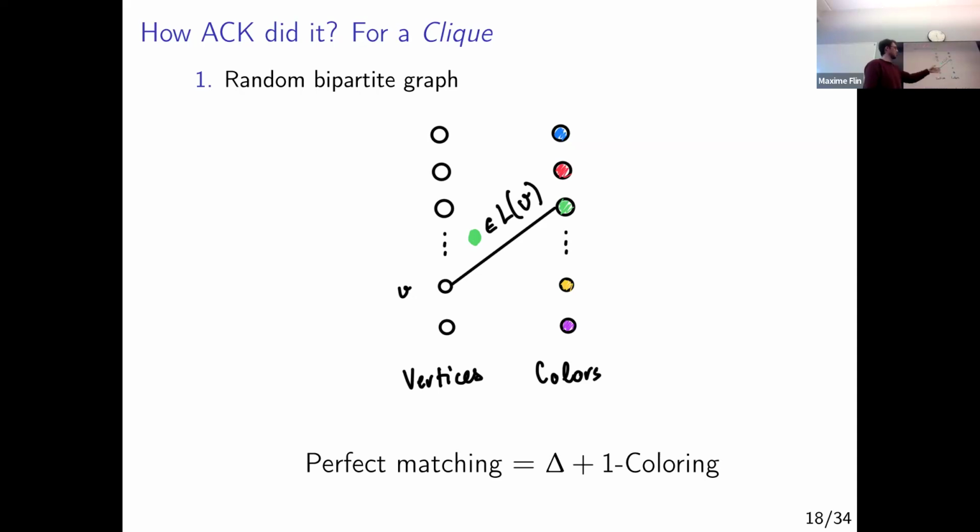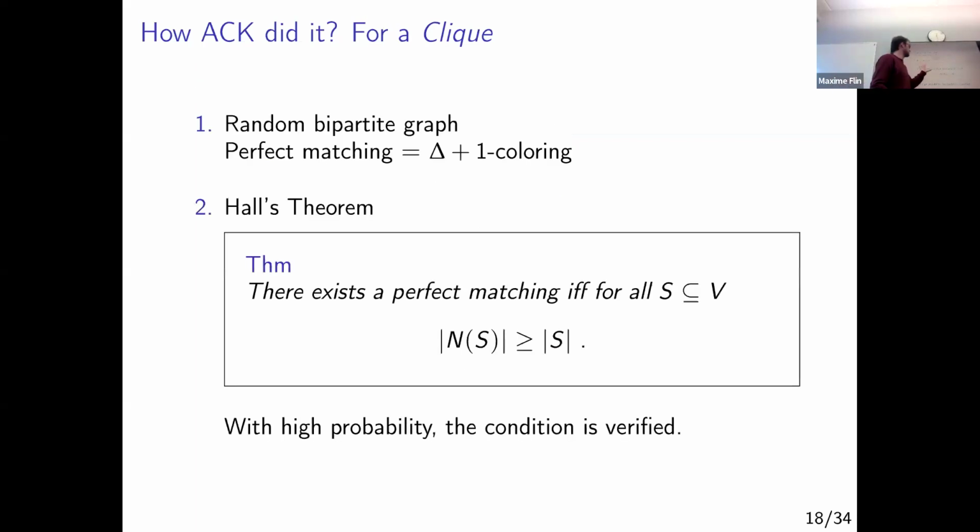And notice that this is a random graph because I sample green in the list of B with probability log n over delta. So I have this random bipartite graph, and finding a coloring for this graph is really just finding the perfect matching. Right? So once you look at things this way, you can use this whole theorem that gives you a very exact condition for the existence of perfect matchings. And in random graphs, you can show that with high probability, this condition is going to be satisfied.